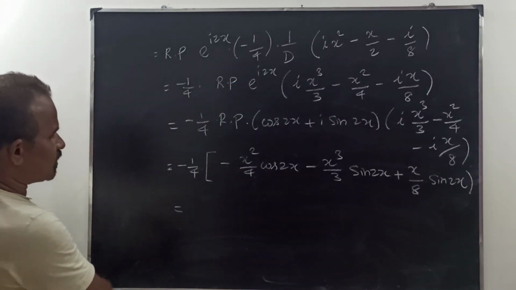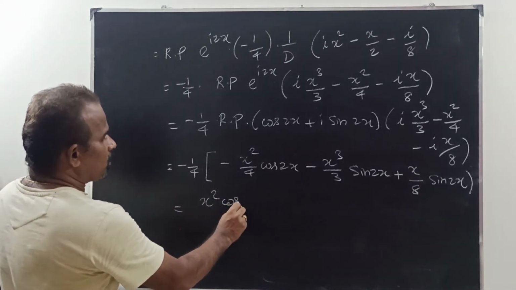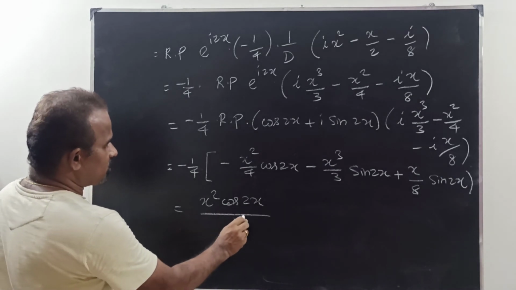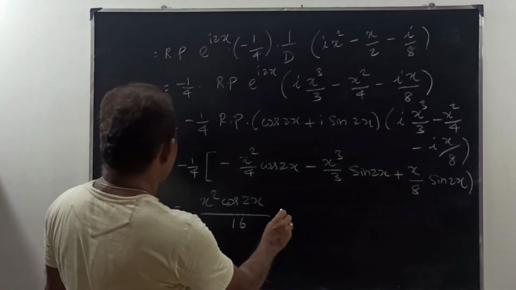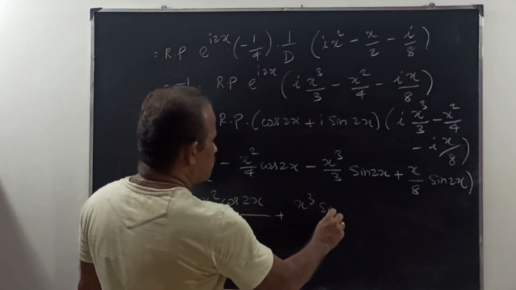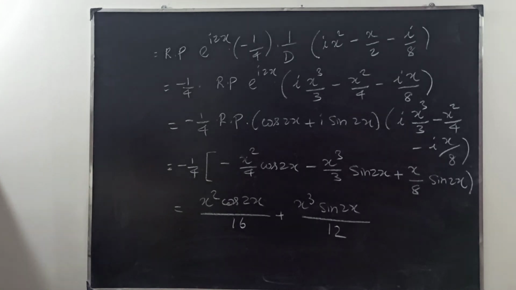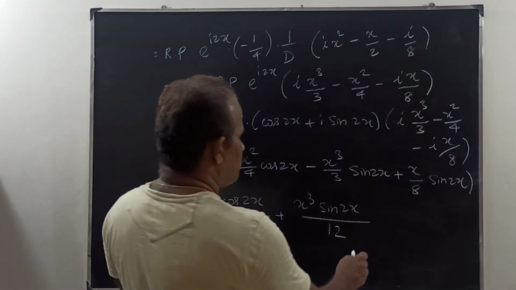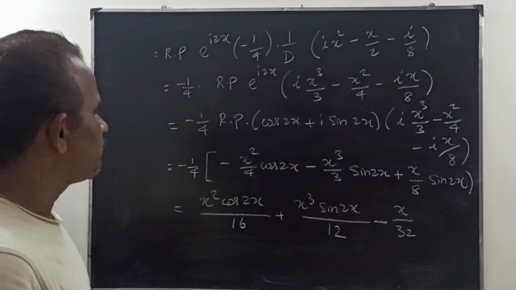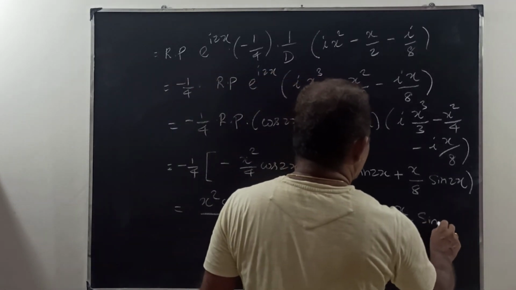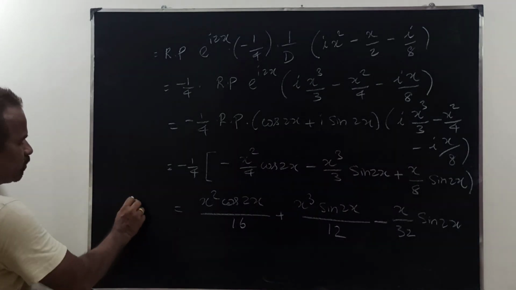So therefore I can write this is equal to x² cos 2x divided by 16 plus x³ sin 2x divided by 12 minus x divided by 32 into sin 2x. So this is the particular integral.